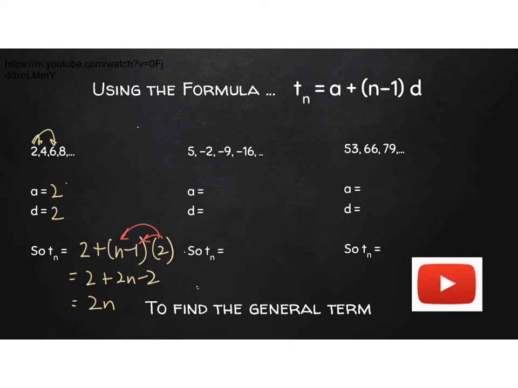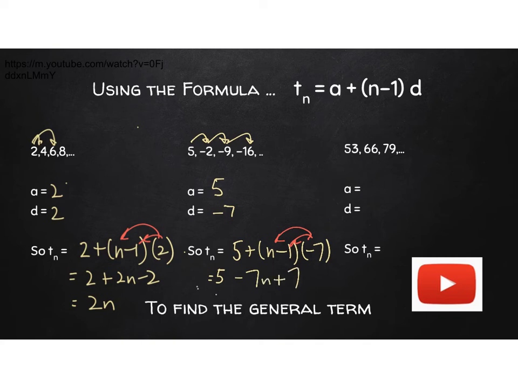Let's try a second one. Our first term is 5, and we're going down by 7 each time. So the common difference is -7. We're going to put this into the formula, so 5 plus n minus 1 times -7. And then expanding this, we get 5 minus 7n plus 7, or 12 minus 7n if it's simplified.